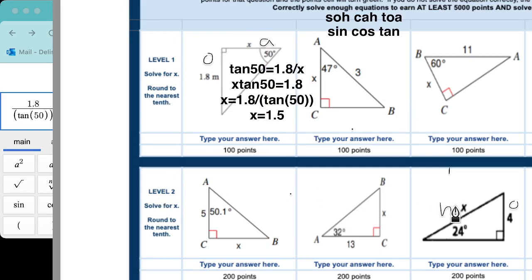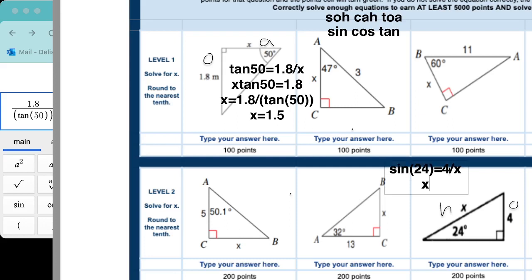So now we're going to look at the next set of problems. We're going to look at the third one here. We're given the angle of 24 as our main angle here. We're given the opposite side and the hypotenuse, which is always right across from your right angle. So opposite over hypotenuse would be sine. So I'm going to need to do sine 24 equals opposite over hypotenuse, which is 4 over x.